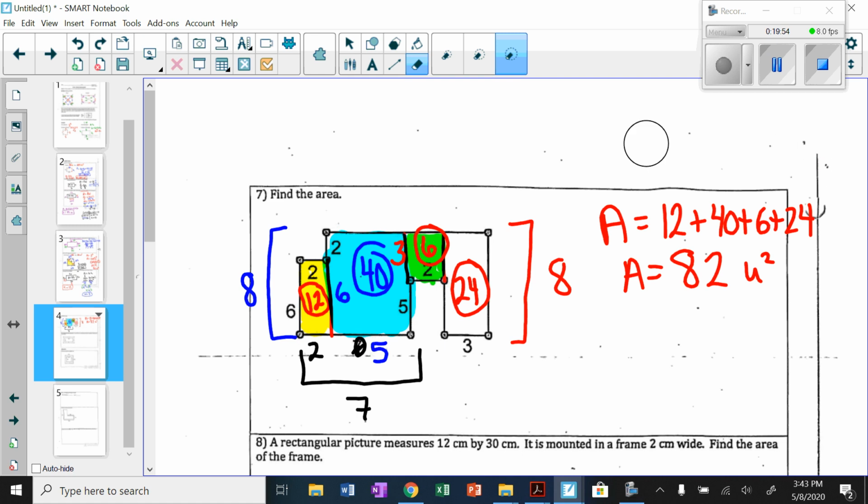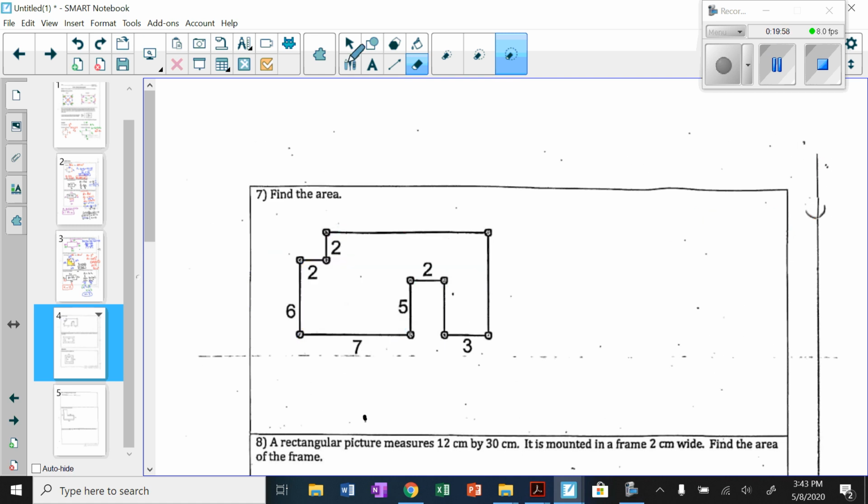Okay, so that was one way to do this, sort of divide and conquer. The other way we can do this, we can make this into one big rectangle by closing this up, finding the area of that big rectangle, and then subtracting out the area of those empty spaces that I'm highlighting in yellow. So let's do this, the area of the big rectangle.